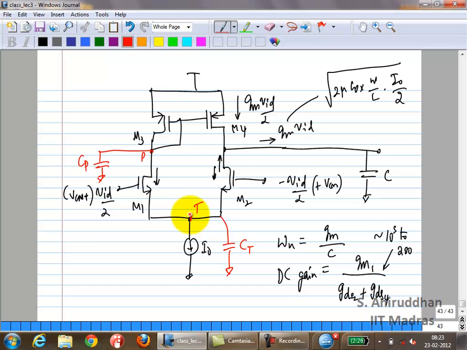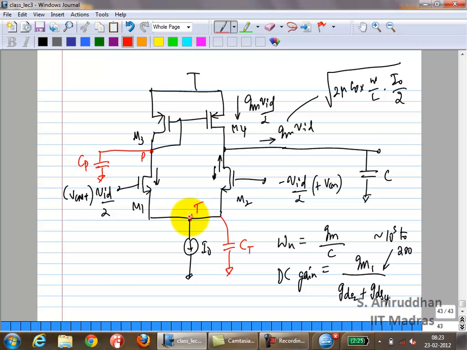To a large extent these two, because you'll have one at the output nodes, the drain bulk capacitances, but those you can lump into C. C is probably going to be large enough. Now, what is the effect of CT?